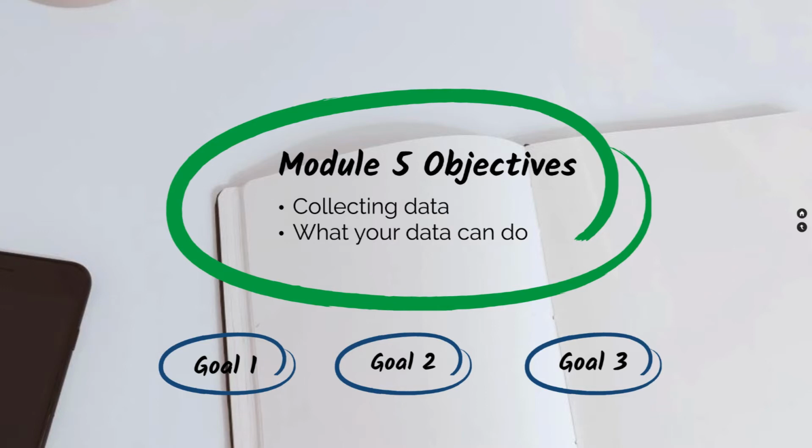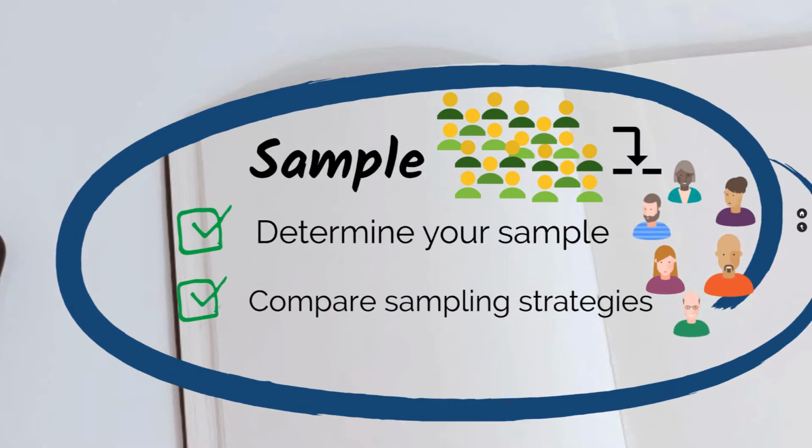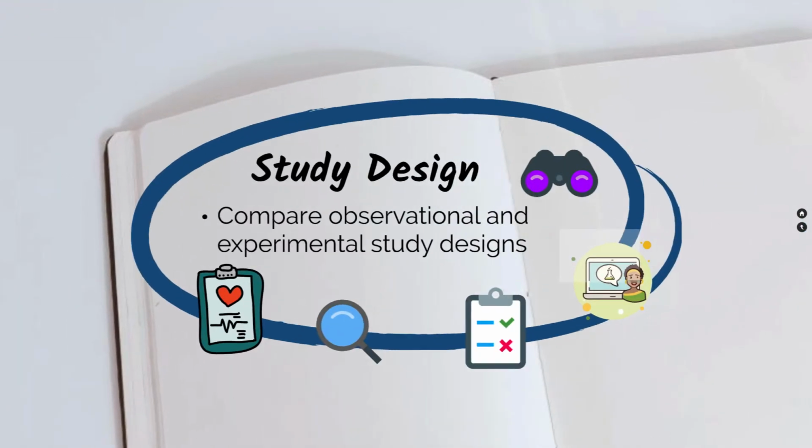How do you collect data and what can your data do? You need to define your population. Once you define your population, you can determine the kinds of inferences that can be made. You need to determine the sample that you will take from your population. And you will compare sampling strategies. What is the best way to take that sample? And then what is the study design that you'll be doing? We'll compare observational and experimental study designs and apply those to questions at hand.